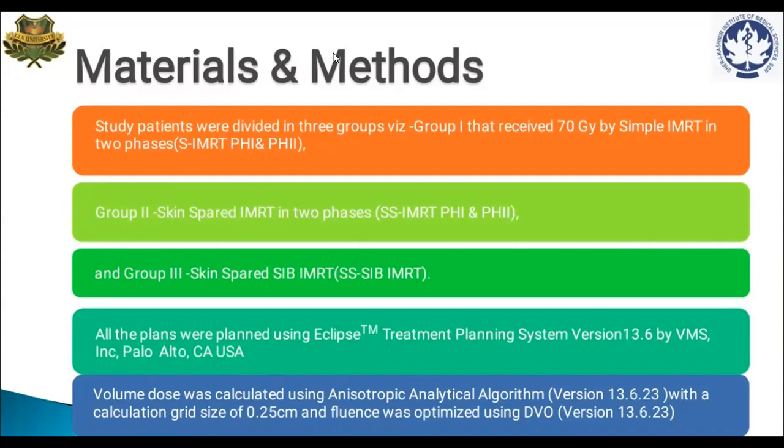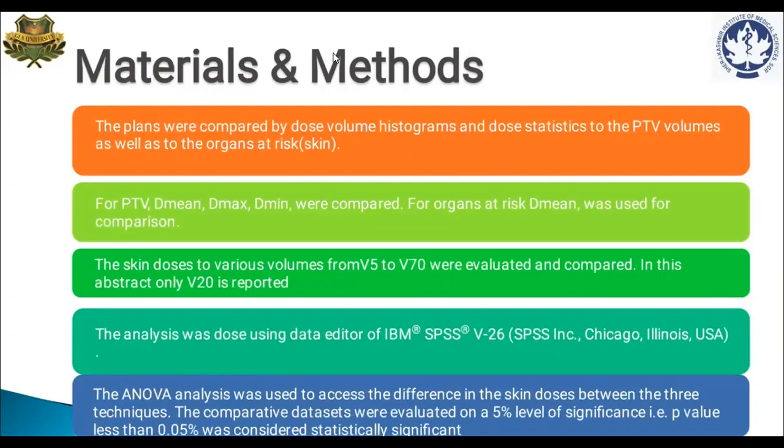All the plans were planned using Eclipse treatment planning system. Volume doses were calculated using anisotropic analytical algorithm with a calculation grid size of 0.25 cm, and fluence was optimized using dose volume optimizer version 13.6.26 of Eclipse treatment planning system.